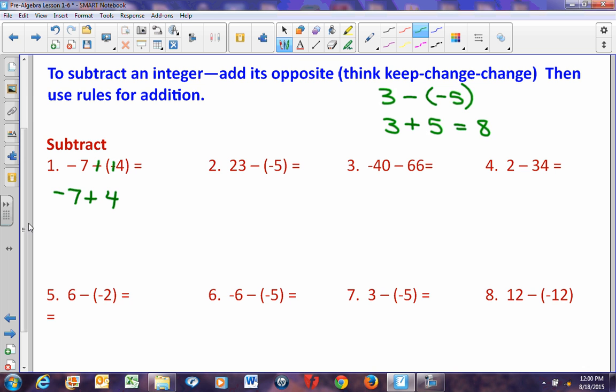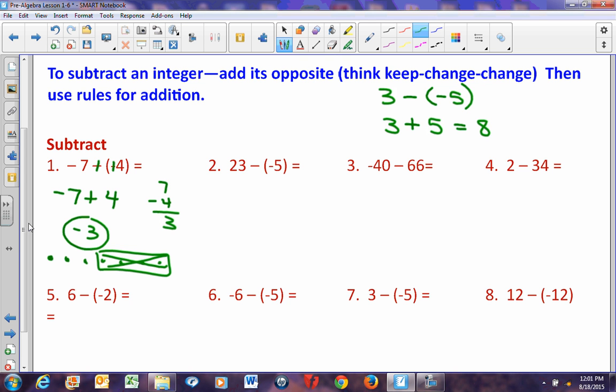Two different signs, so we're going to subtract them. 7 minus 4 is 3. This would be negative 3 because 7 is larger. And if I wanted to, I could take 7 negative tiles, and take away 4 of those negative tiles. What am I left with? 3 negative tiles. There you have it. Okay, simple as that. You can do it. It's just harder to do when the numbers get bigger.